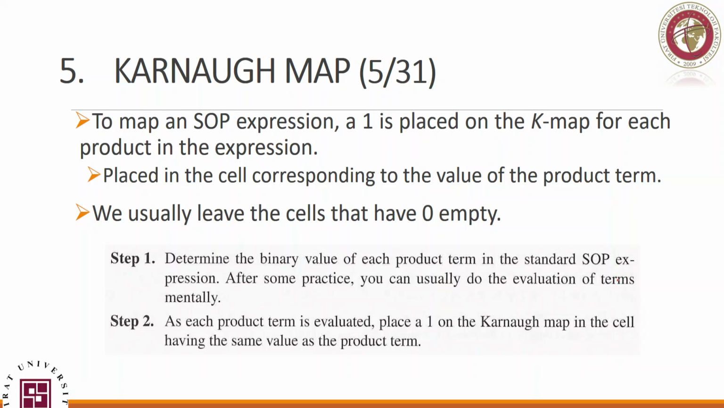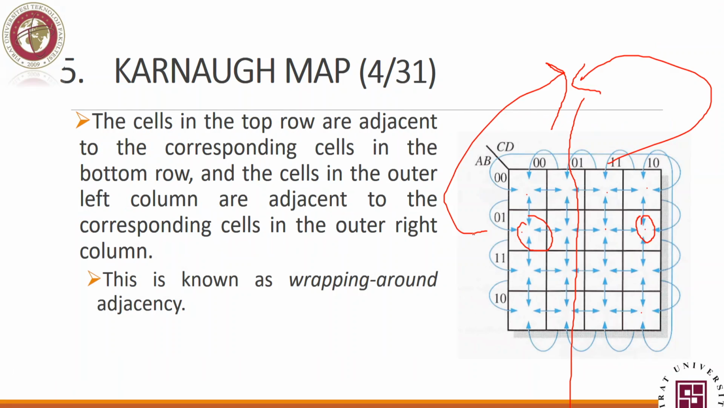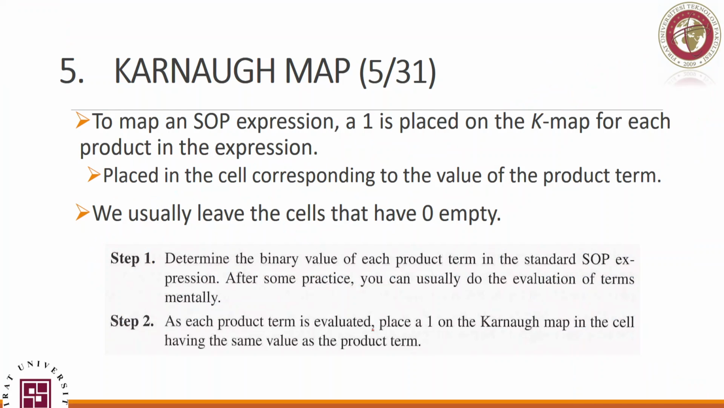Then, whichever product is present, we need to provide a one in the Karnaugh map wherever it is. So we have A, B, C, D, and we have all possibilities here. So if we have A bar, B bar, C bar, D bar, then we have one here. And you go on to the next.